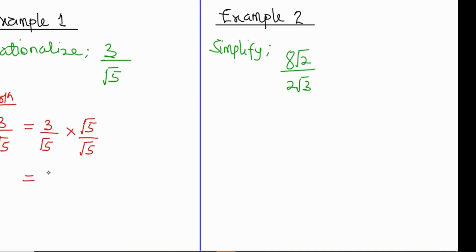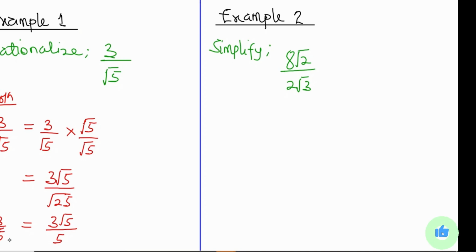So it's equal to 3 square root of 5 divided by, now square root of 5 multiplies square root of 5, we all know to be square root of 25, and we know square root of 25 to be the same thing as 5. So when we rationalize 3 out of square root of 5, then our final answer becomes 3 square root of 5 divided by 5.